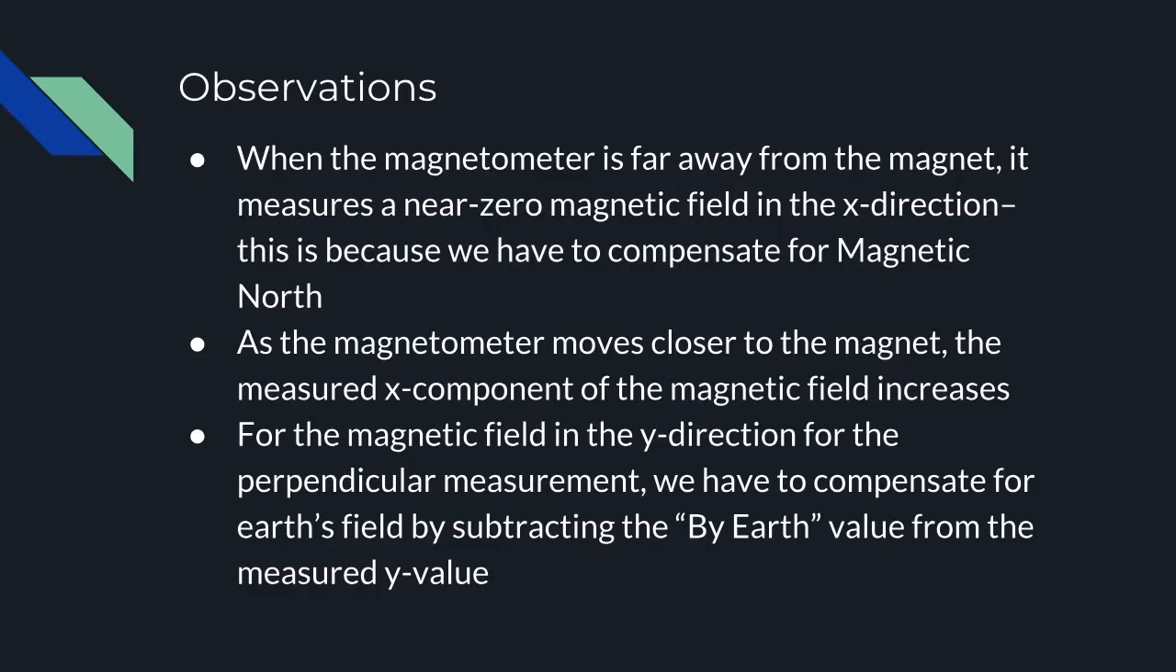Some of the observations I made while conducting the experiment include that when the magnetometer is far away from the magnet, it measures a near zero magnetic field in the x direction. This is because we have to compensate for magnetic north. As the magnetometer moves closer to the magnet, the measured x component of the magnetic field increases. And for the magnetic field in the y direction, for the perpendicular measurement, we have to compensate for Earth's field by subtracting the Earth value from the measured y value.